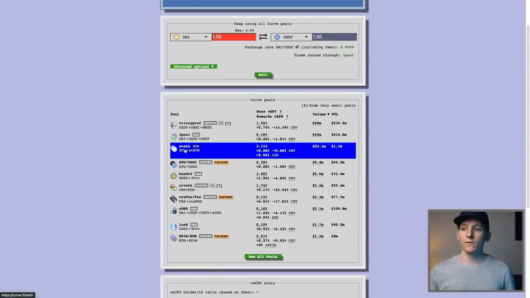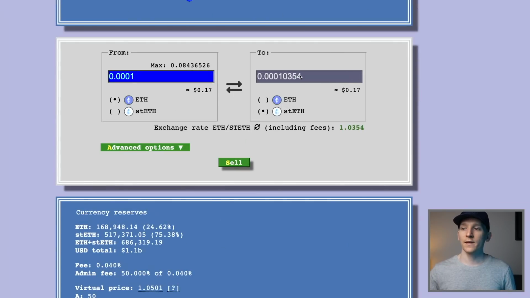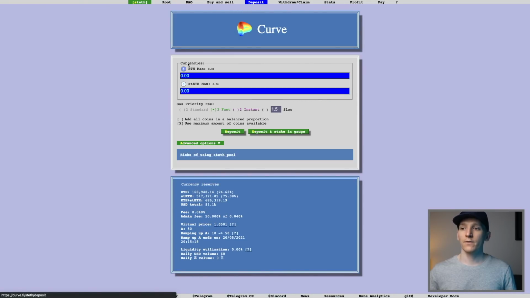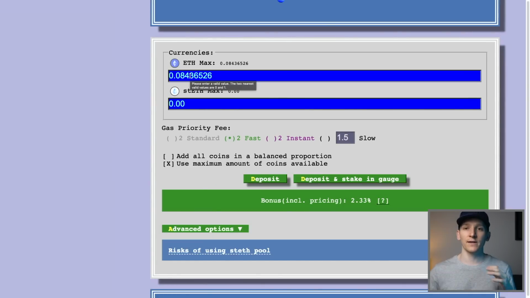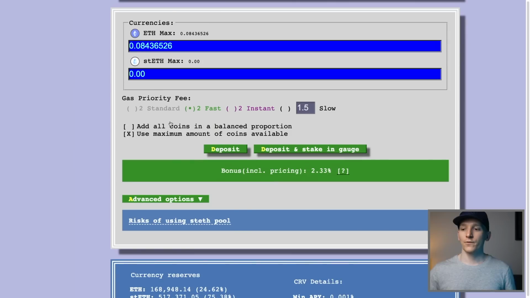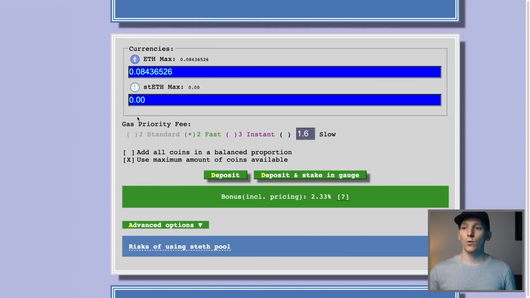But what you'll do is go to the staked ETH pool. As you can see here, you need to have some ETH in your wallet. So what you can do is go and trade for them. What you need to do is come over to deposit right here. This is what you want because you want to deposit these tokens and get some liquidity tokens. Now, if you choose deposit and stake and press deposit, you will be putting in some ETH and staked ETH in the proper ratio.